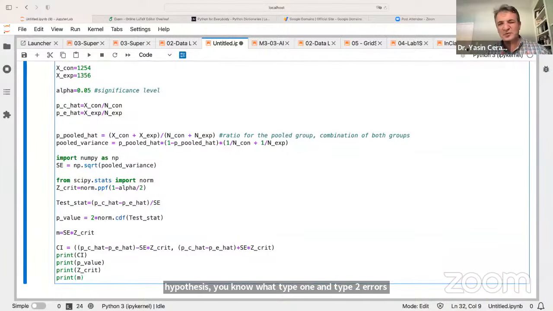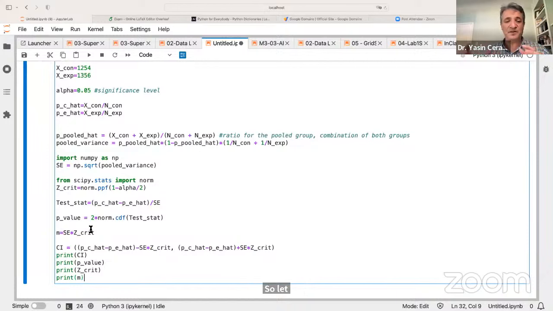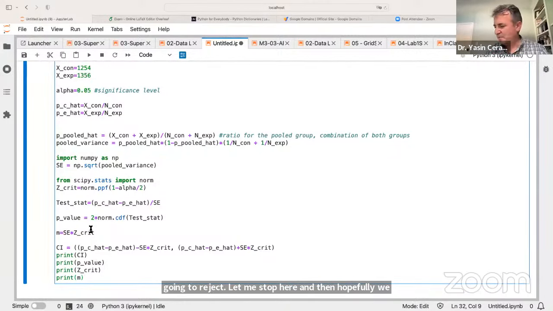One thing maybe we couldn't cover so well was the confidence interval. For that, I tried to give the formula and the margin of error, and then we go one margin of error to the left and one margin of error to the right of our confidence interval. Normally, for us to reject the null hypothesis, we check whether this confidence interval includes our test value. If it includes 0, we are not going to reject the null hypothesis. Let me stop here, and hopefully we can continue next time with time series.